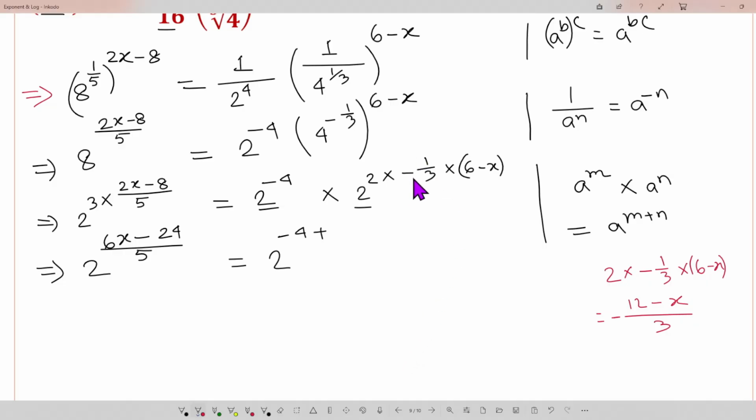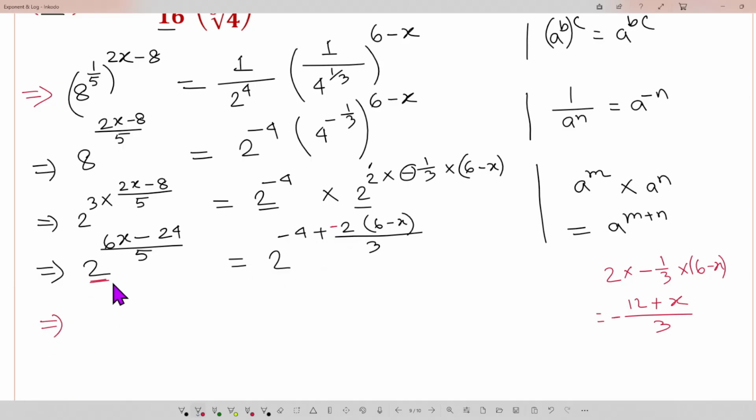Or here is minus, so we can write minus, consider minus, so it will be minus and minus, it will be plus, right? So same thing in here, we can write first 2 times (6 minus x) divided by 3, and this minus will be in here.